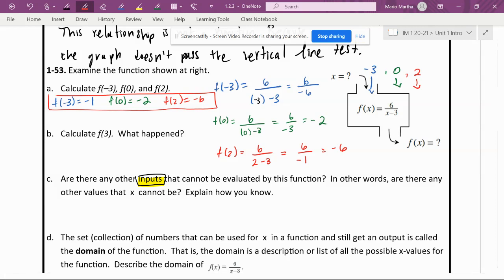So let's see what happens when we plug in 3. What happens if you plug in 3, which is our next number right there? So let's do right here. So f of 3 equals 6 over 3 minus 3. So that would be 6 over 0. So what happens when you guys divide by 0?